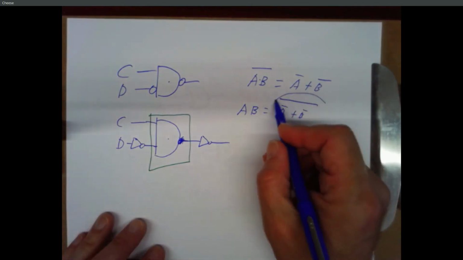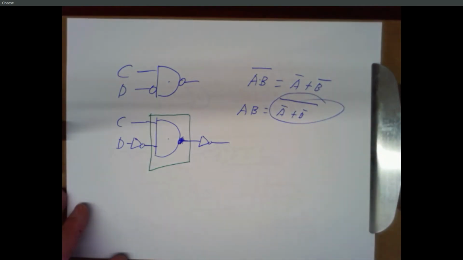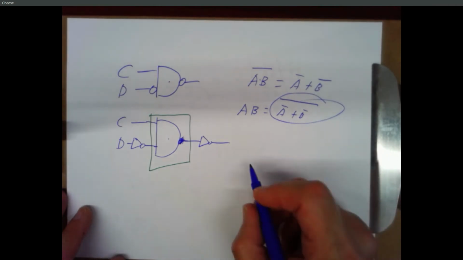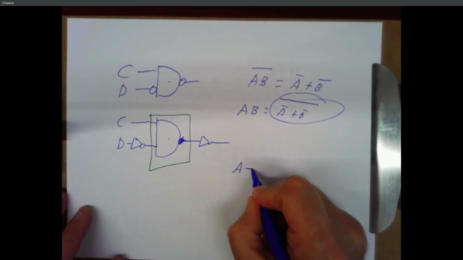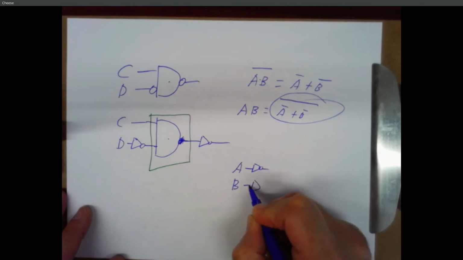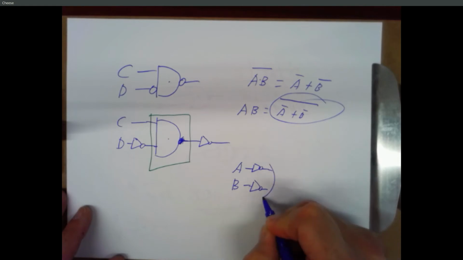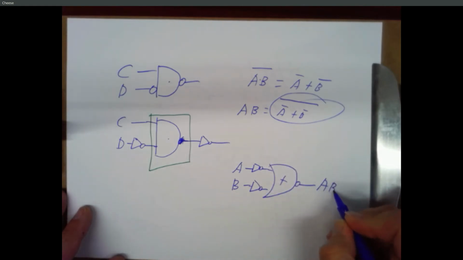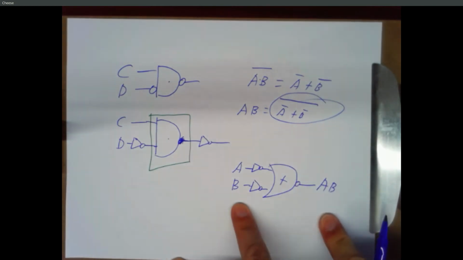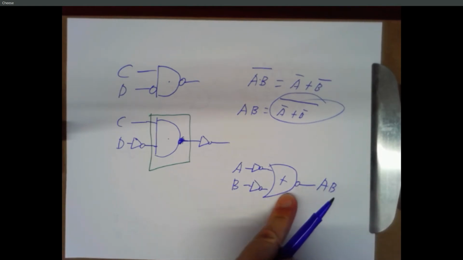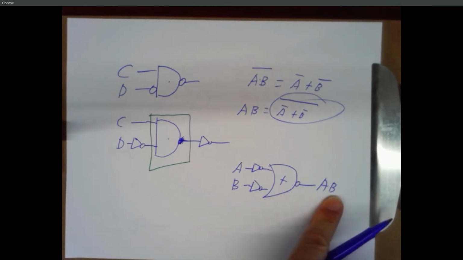Well, this is a NOR gate, right? It's the negation of stuff being ORed together. So if I take A and I invert it, and I take B and I invert it, and I put those into a NOR gate, this is telling me the result is A ANDed with B. And I know how to make inverters, and I've already got a NOR gate, so I can just put those together. There's my AND.